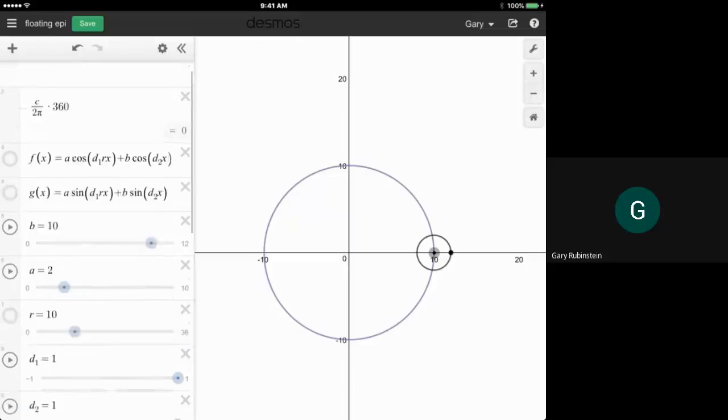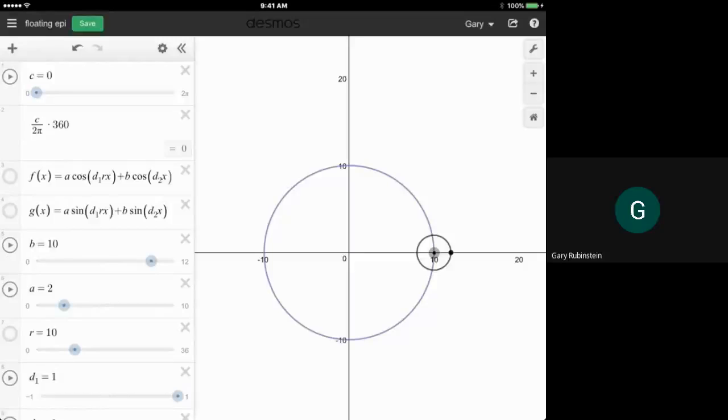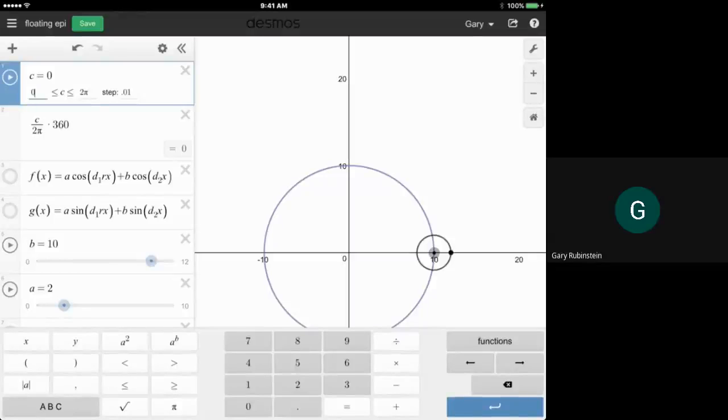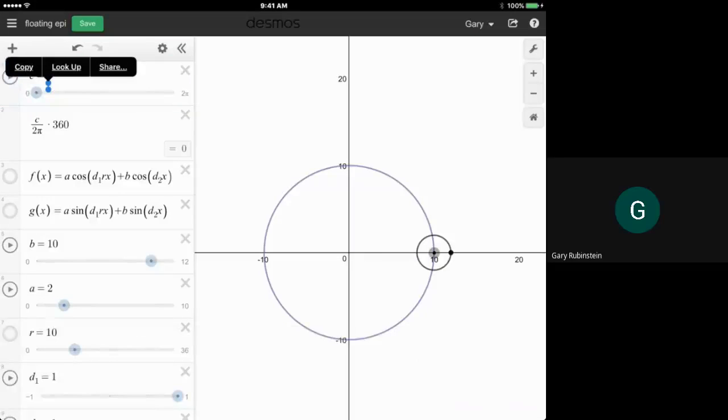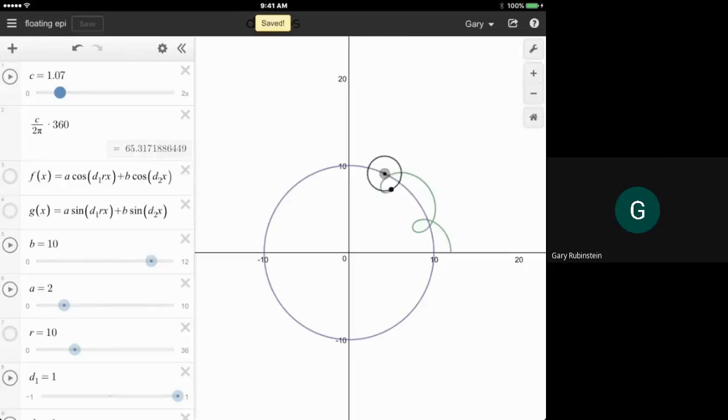And now if I come over here and move the C value, we could watch. Hold on a second, why is that? Okay, you can watch it go. So it looks a bit like the thing we made, but it's got these sort of loop-de-loops in it.